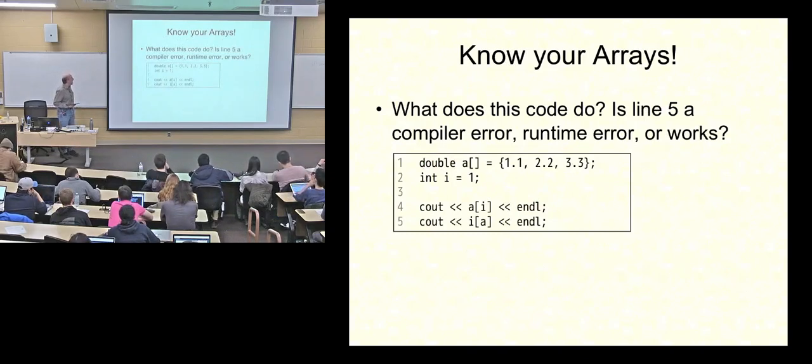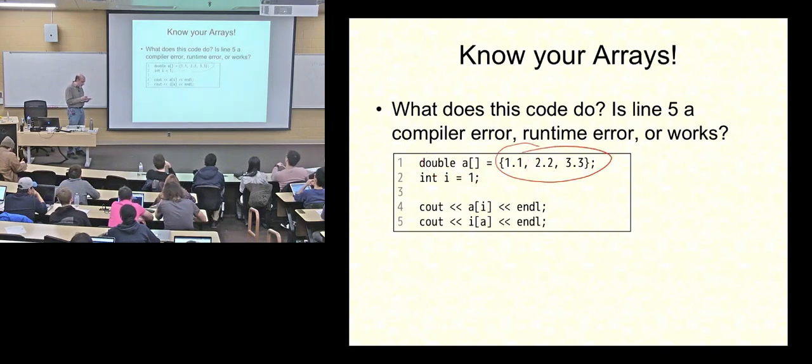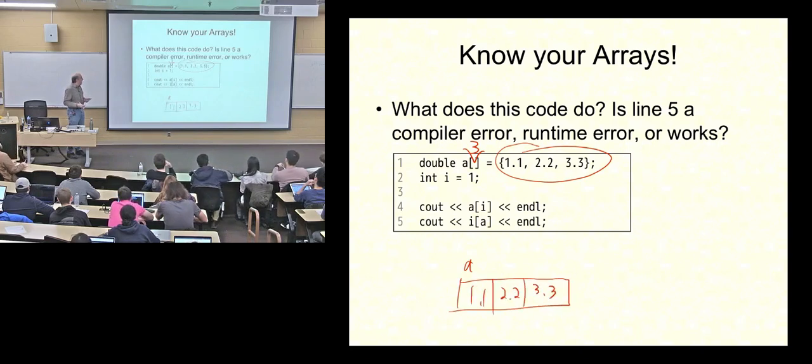So the question is, what happens here? I've got an array of doubles. How big is this array of doubles? I didn't say, but how big is it? It's of size 3, right? I didn't say, but the initialization list says there's 3 items, so I could have inserted a 3 in there. So I know array A has 3 items, 1.1, 2.2, 3.3. Line 4 definitely works. What about line 5?